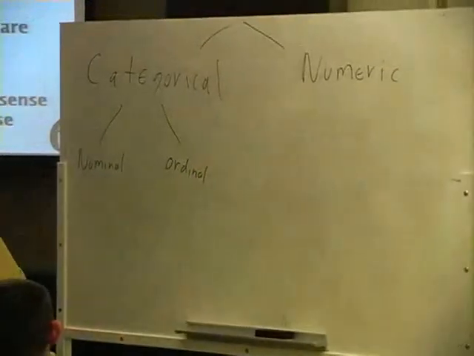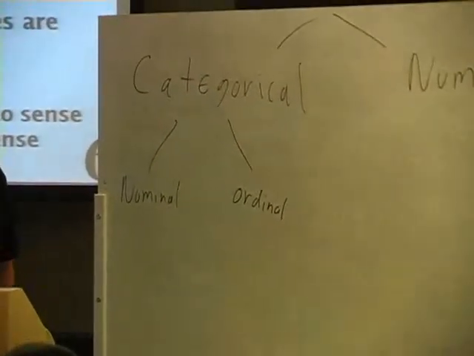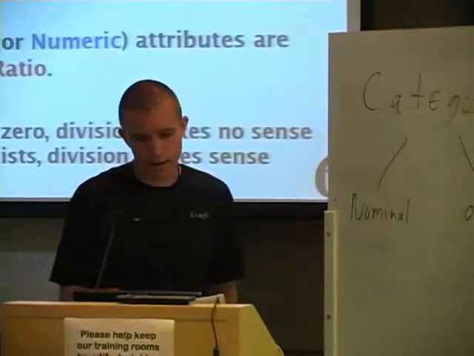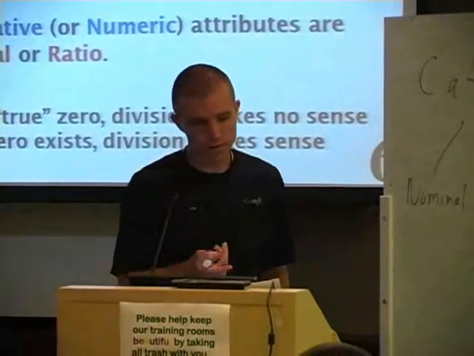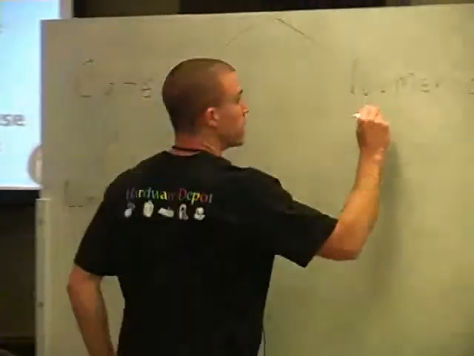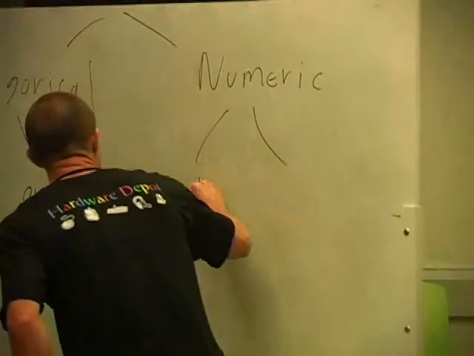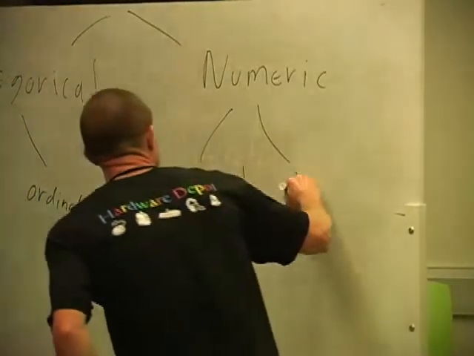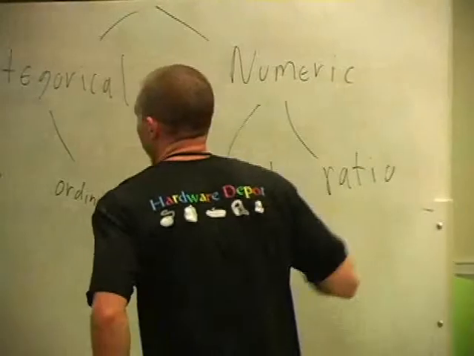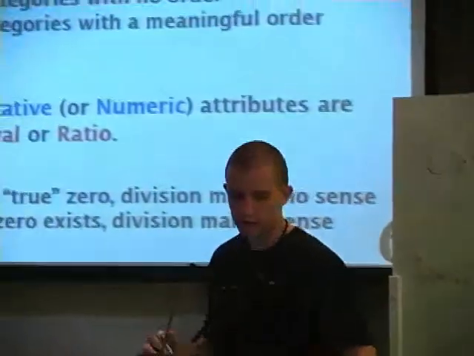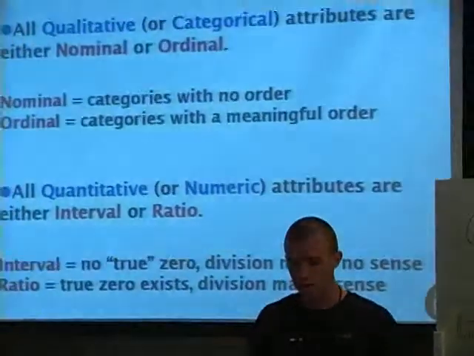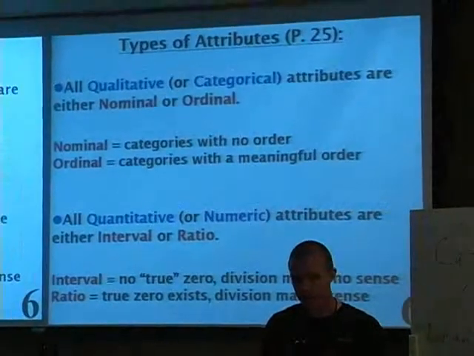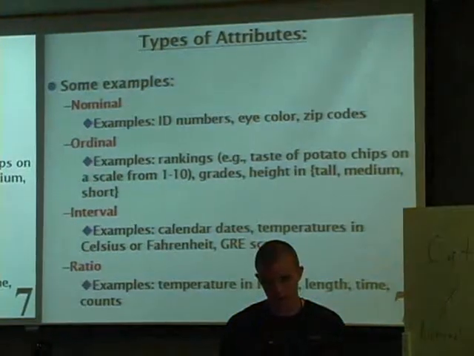That depends on whether or not the categories have order that you care about. Then the quantitative or numeric attributes break down into interval or ratio. So think here, interval versus ratio. The distinction is that for ratios, we have a true zero and we can divide them, whereas for interval it really doesn't make sense to do the division.